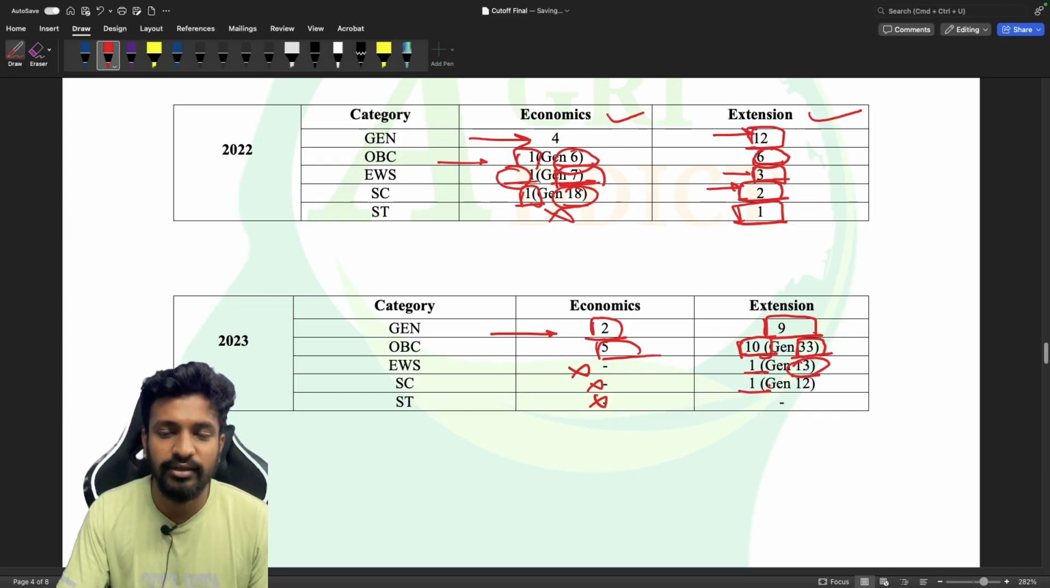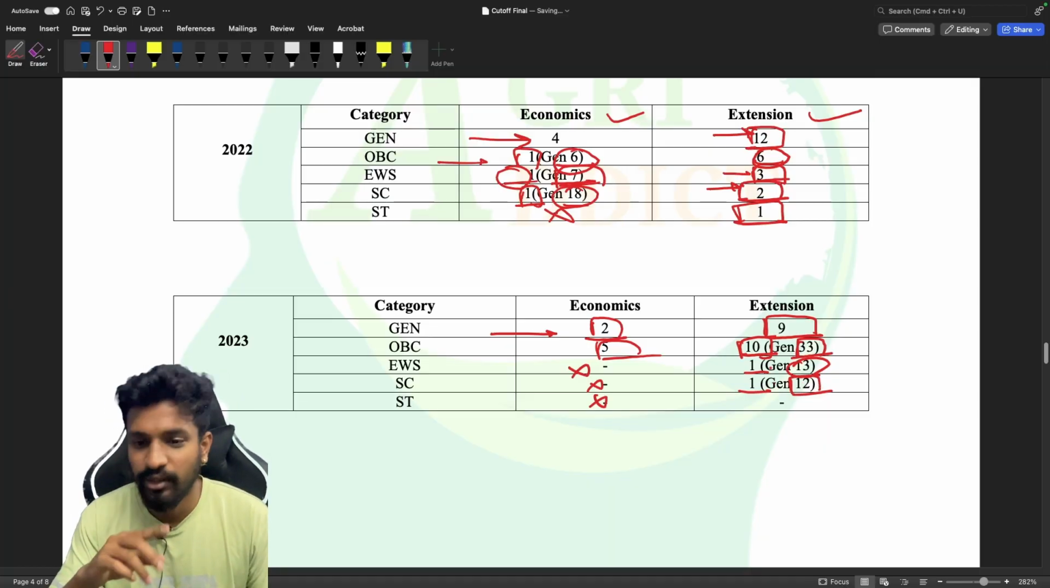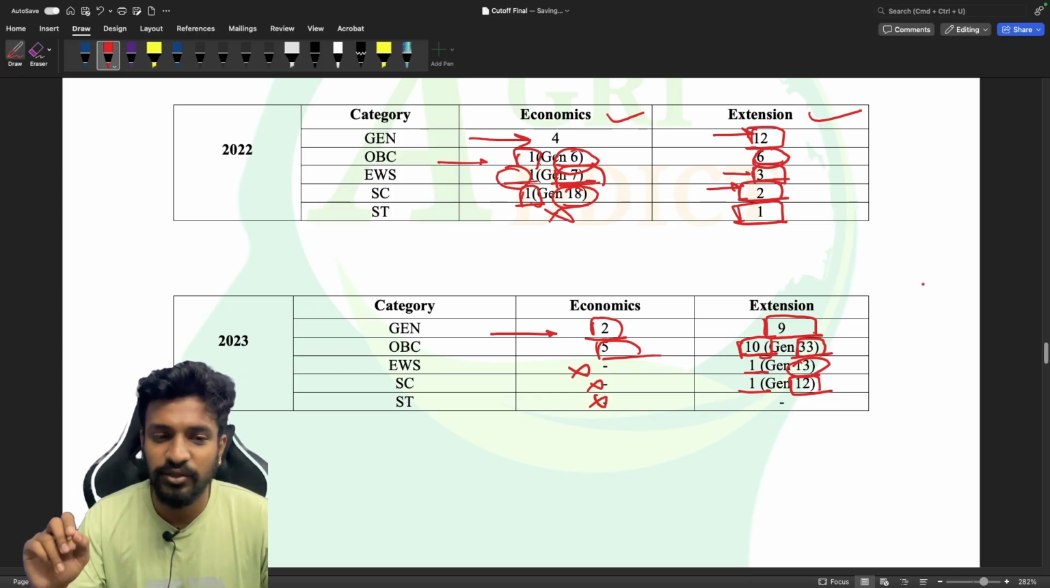And SC category, SC rank of 1 and general rank of 12 got the seat. So this is the last cutoff for the subject of extension in case of 2023.